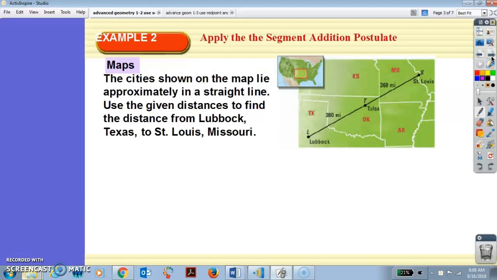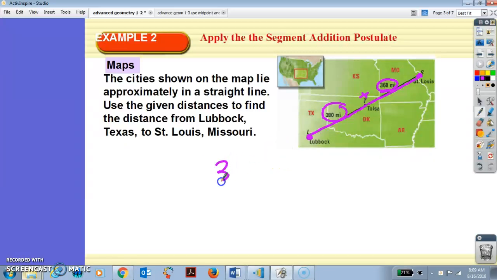So, the cities shown on the map lie approximately in a straight line. Use the given distances to find the distance from Lubbock, Texas to St. Louis, Missouri. So basically, that's the distance from Lubbock to Tulsa plus the distance from Tulsa to St. Louis. So you just take this plus this to get the whole segment. What they're saying, the segment addition postulate, is segment LT plus segment TS equals the whole segment LS. Make sense? This part plus the other part equals the whole.